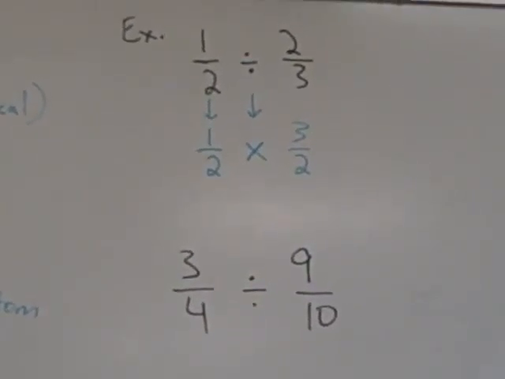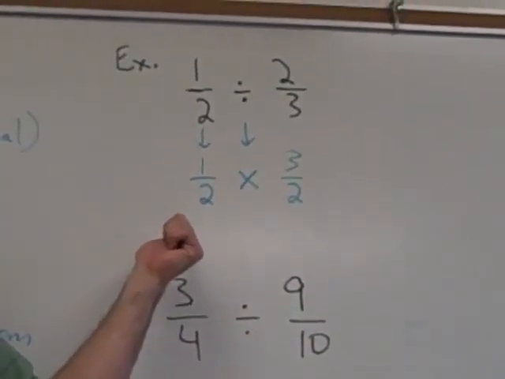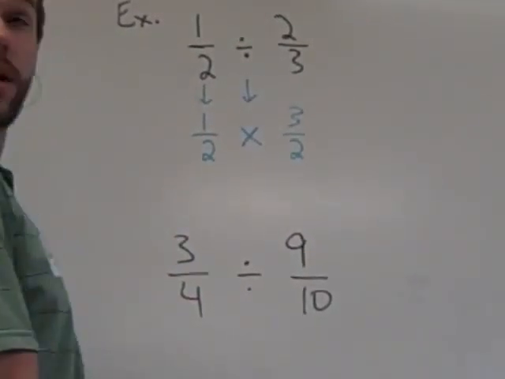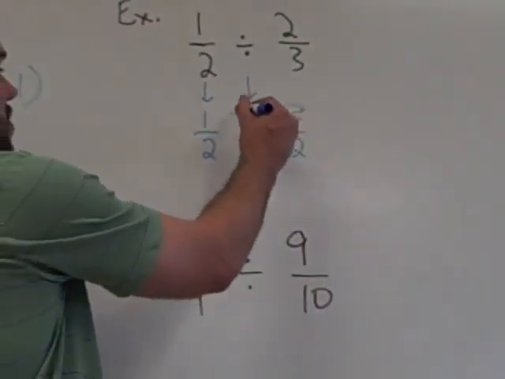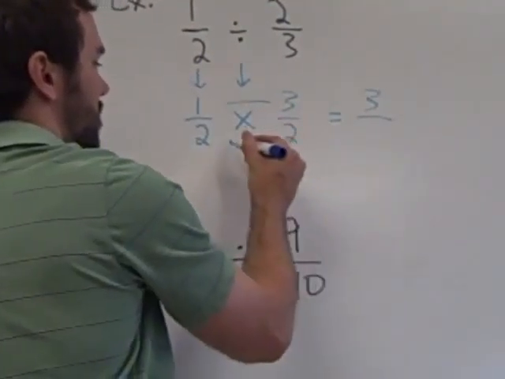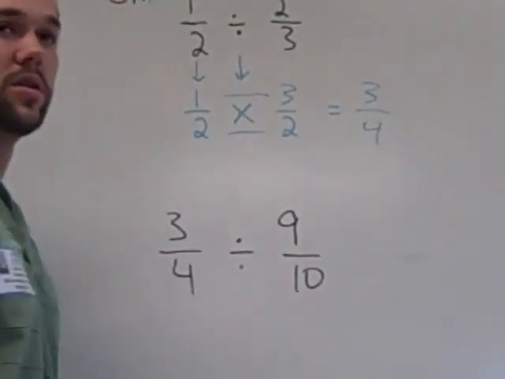So let's do this one. Can we cross simplify this one? No. So what do I do? Just multiply. So 3 over 4. What do you got, Bryce?